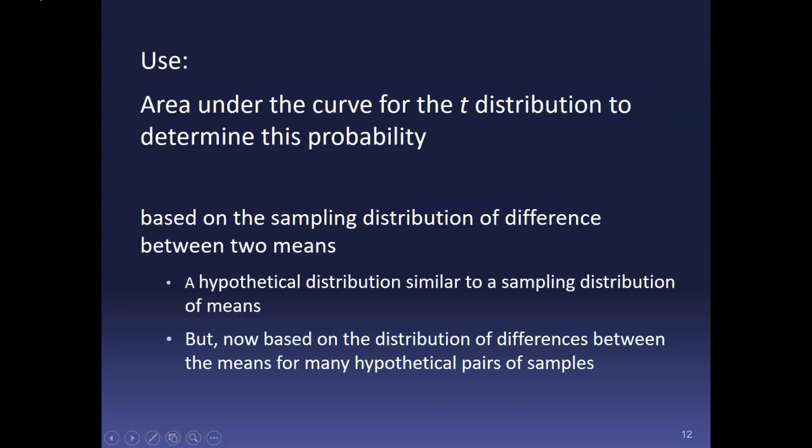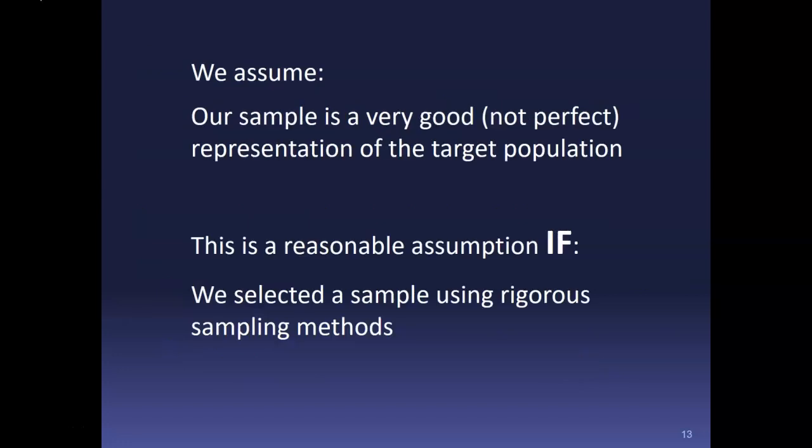We use area under the curve for the t-distribution to determine this probability. And this is based on the sampling distribution of the difference between means. Just as we had a sampling distribution around a single mean, now we're looking at a distribution of differences between the means for many hypothetical pairs of samples.